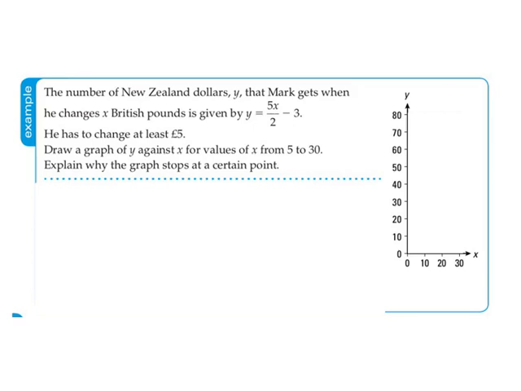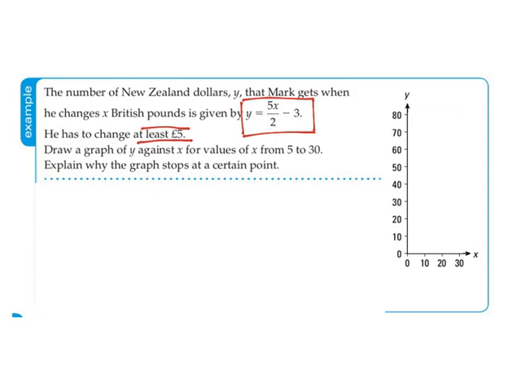Now on the next example, we're going to go ahead and look at currency. The number of New Zealand dollars, Y, that Mark gets when he changes X British pounds is given by the formula Y equals 5x divided by 2 minus 3. In this situation, he has to change at least 5 pounds.